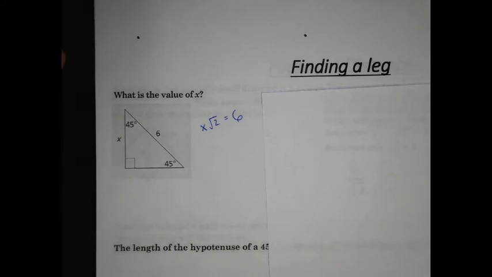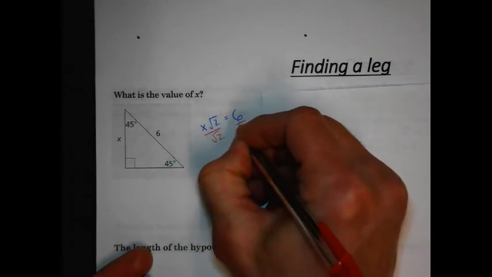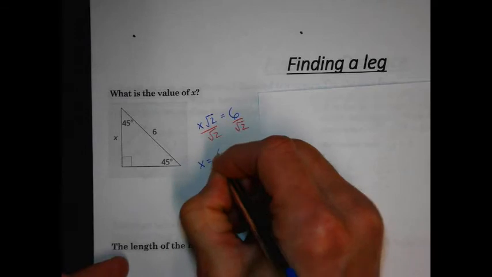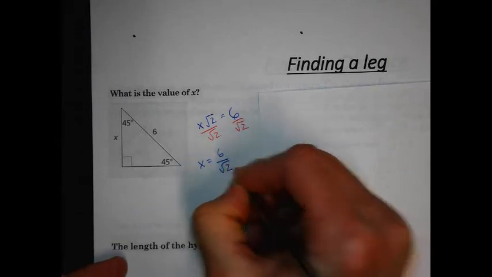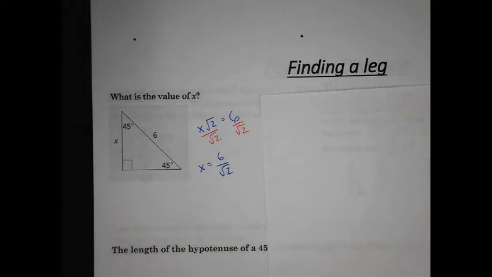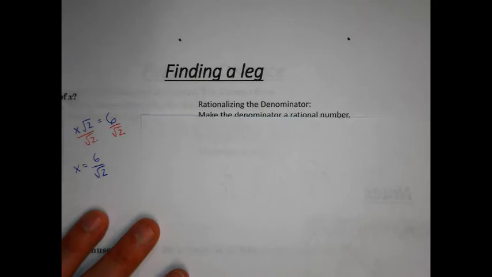So then what is the value of the leg? Well, clearly we divide both sides by the square root of 2. Okay, so x is 6 divided by the square root of 2. I'm not going to circle that answer because we have to learn a thing. Note: something called rationalizing the denominator.